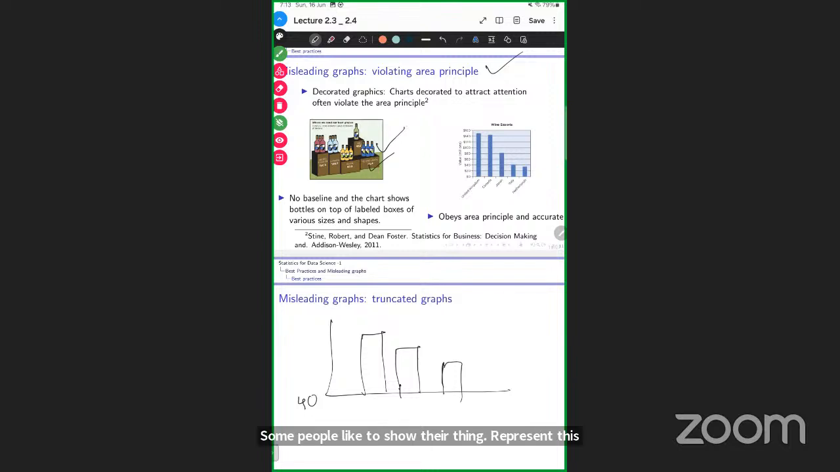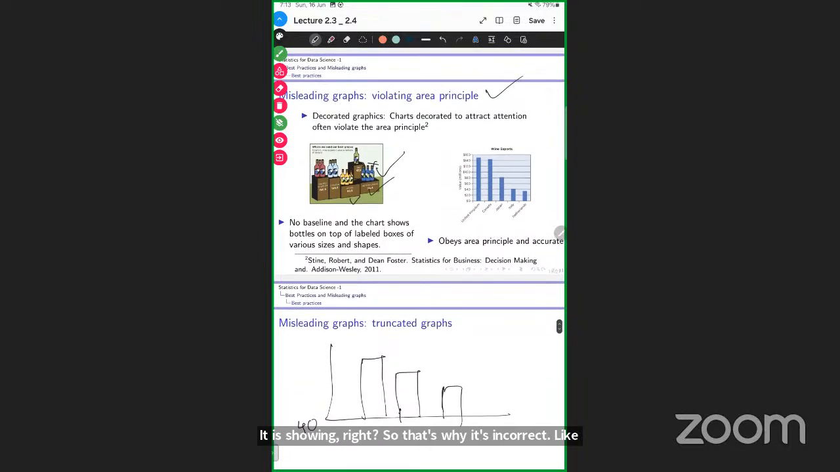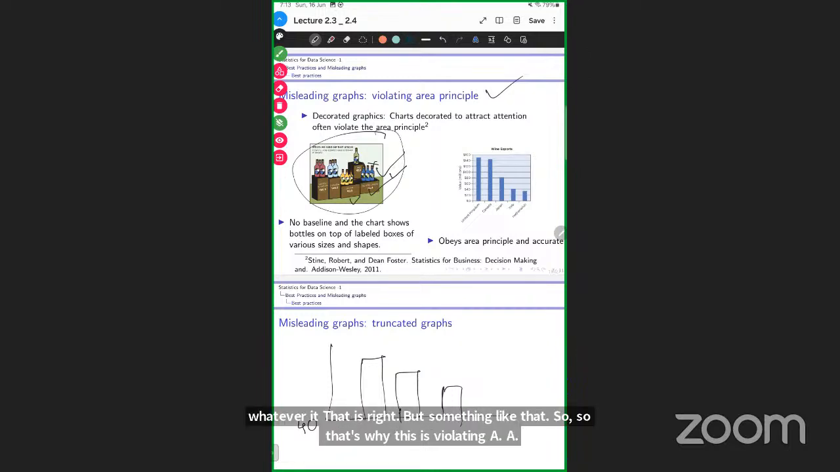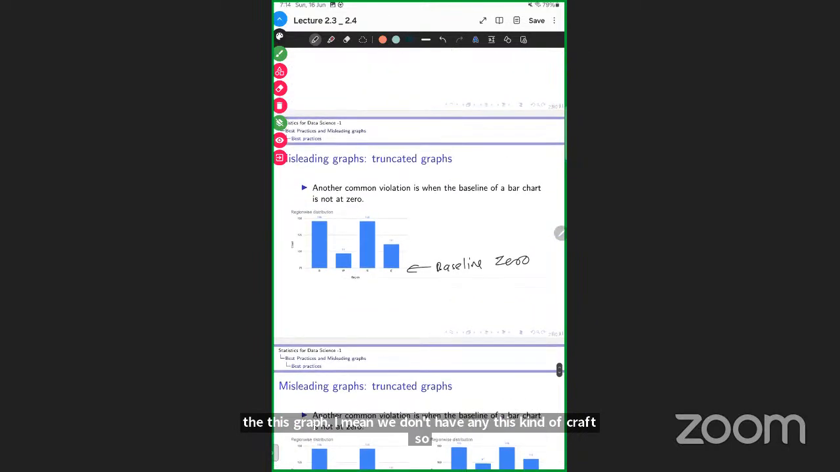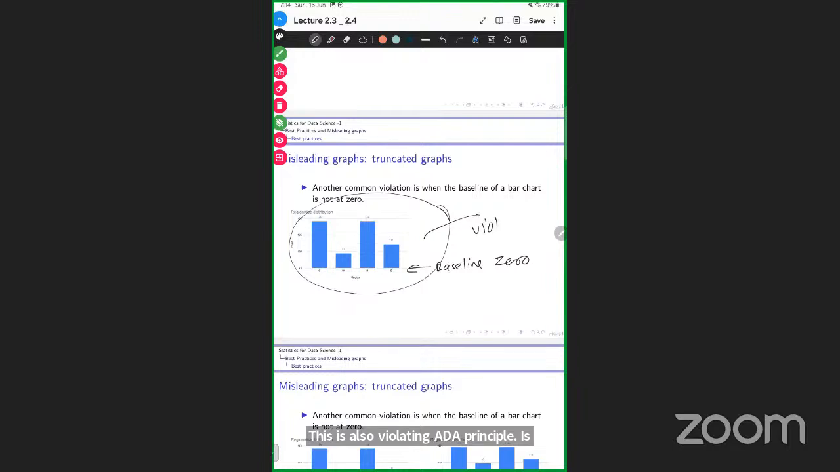Let's say this one, Italy. It is lower than Japan, yet it is shown higher than that. So that's why it's incorrect. The area taken by an entity should be relative to others. That's why this is violating the area principle. We don't really have this kind of graph. This is also violating the area principle. This is a truncated graph, and this is violating the area principle.